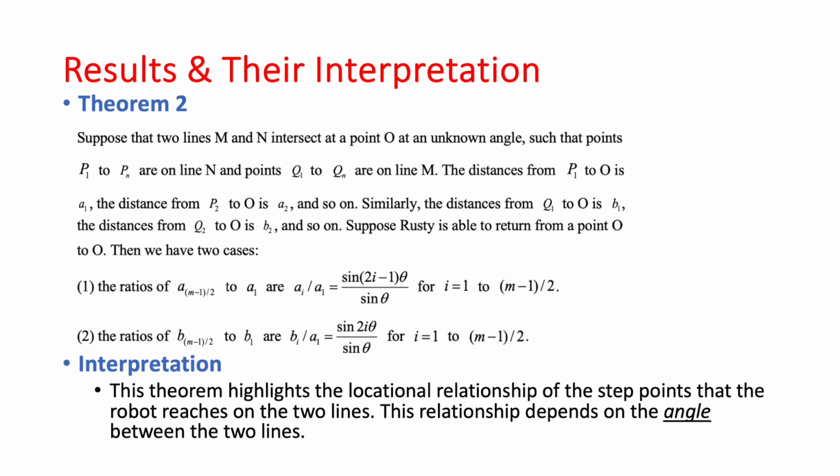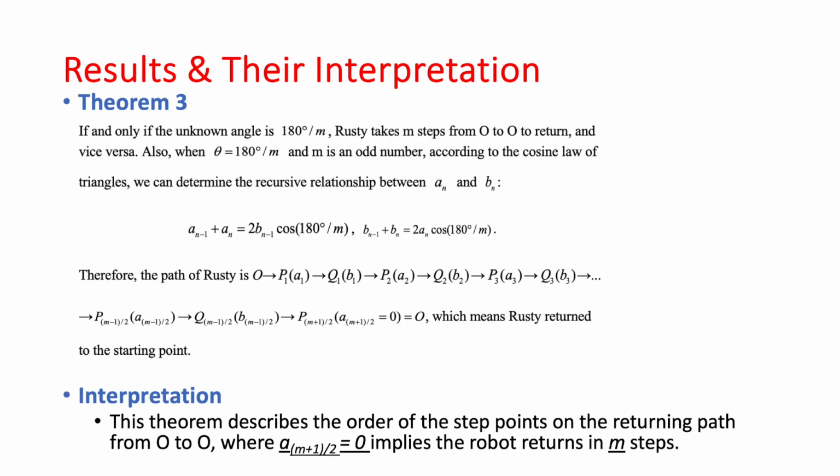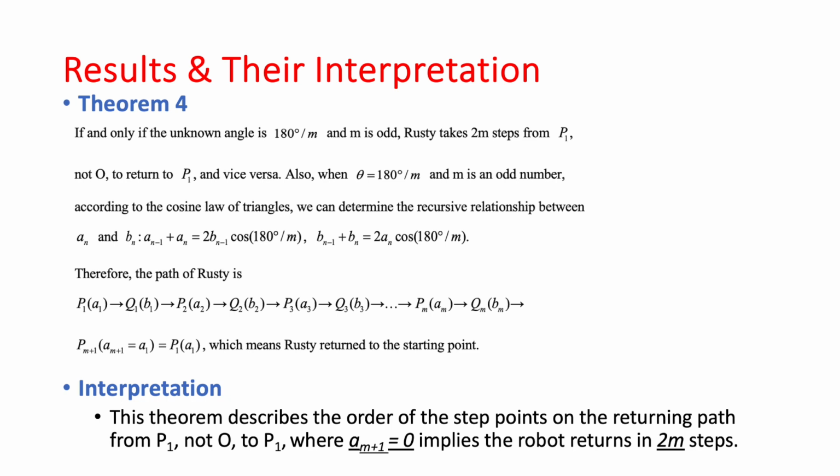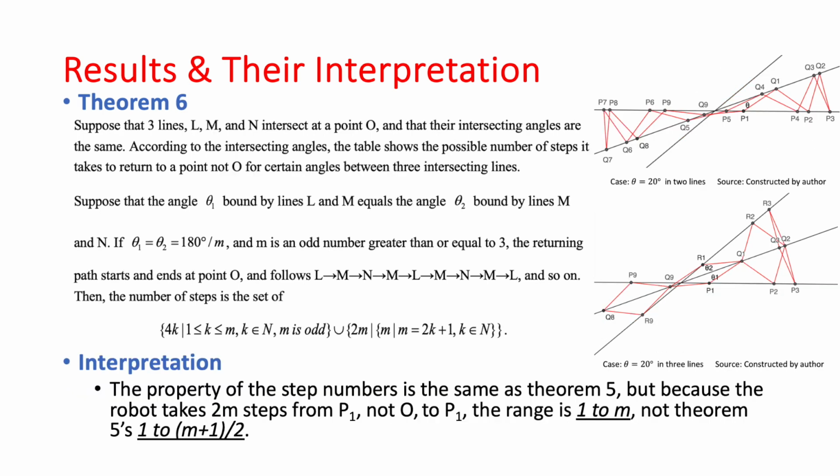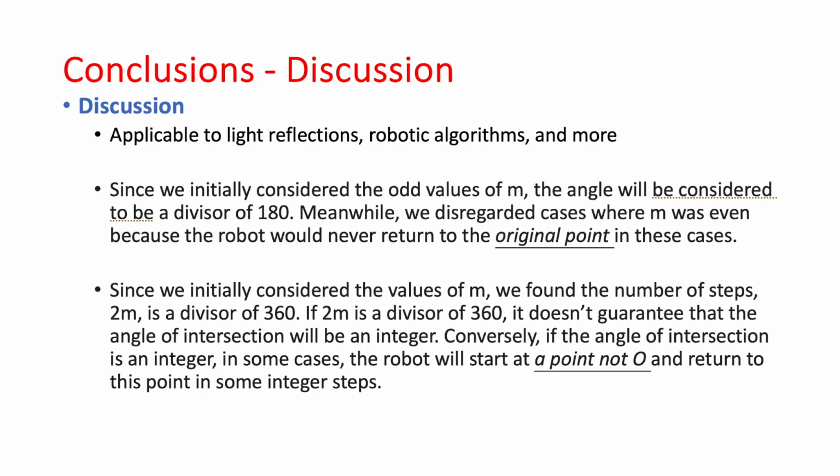Theorem 2 highlights the locational relationship between step points, which depend on the angle theta. Theorems 3 and 4 establish the order of the step points on the returning path when the robot starts at point O and a point not O. Theorems 5 and 6 show the symmetry of three-line graphs and also show that returning path step numbers are multiples of 4. Overall, we constructed multiple mathematical models to explore relevant questions.